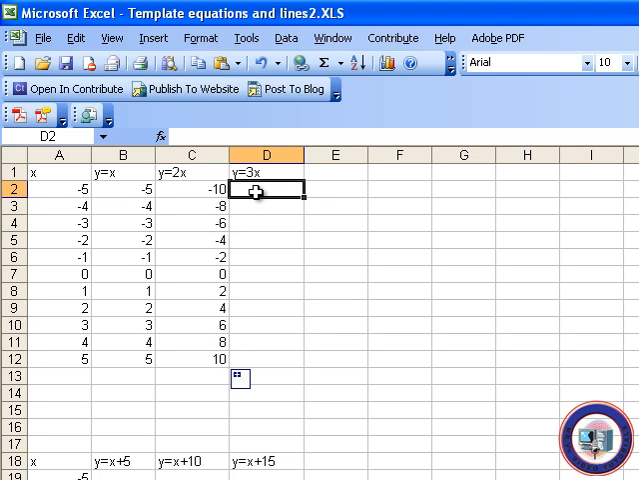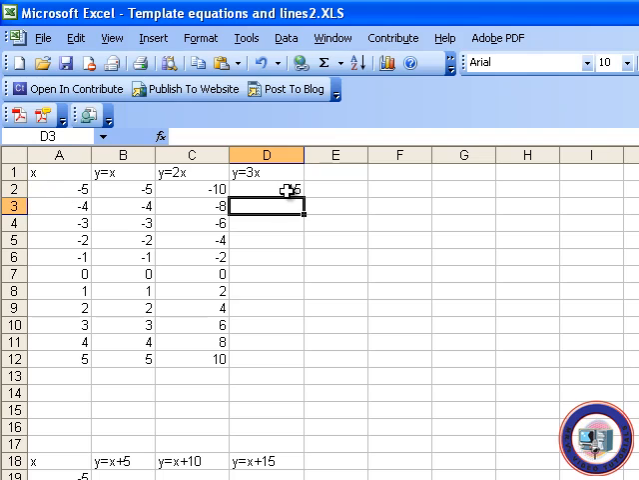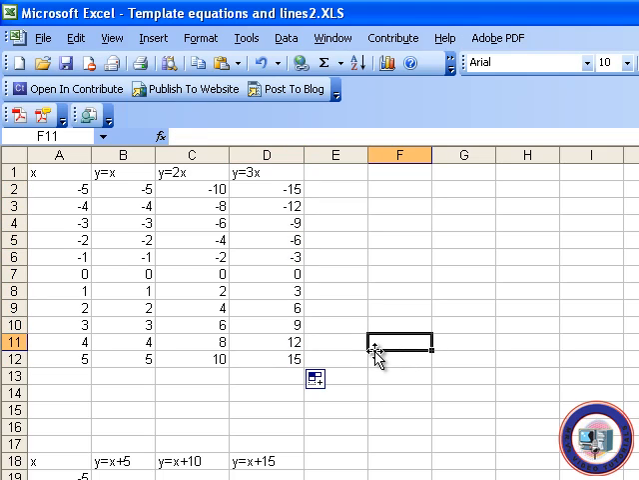Equals. You always start a formula with equals. Now it's 3 times x, so we're going to go 3. The times sign again is asterisk. And you click on the x value, which is -5. Then I hit enter to fill it in. And then grab that black dot. So you notice, put it over the black dot, the white cross goes to a black cross, click and drag it down. There's a fill down. So now I've already done 3 formulas.